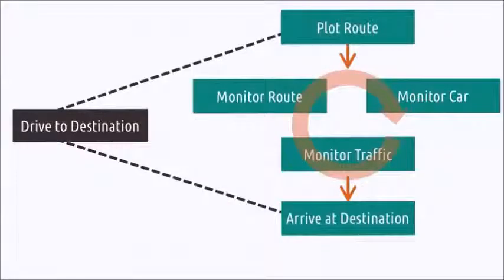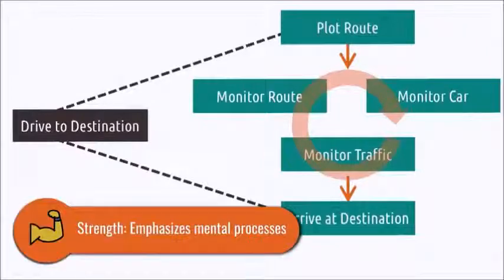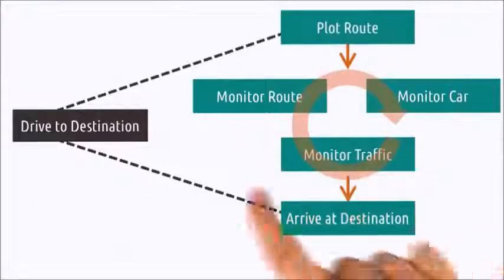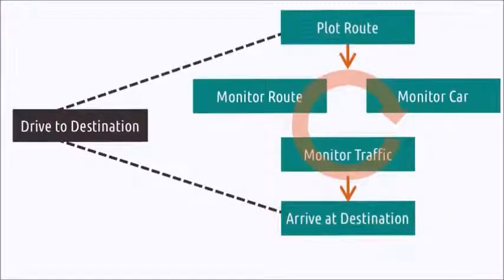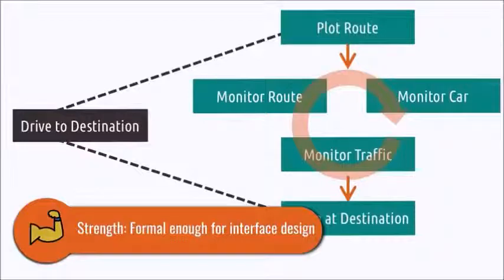Just like GOMS models, cognitive task analyses also have some strengths and some weaknesses. One strength is that they emphasize mental processes. Unlike the GOMS model, cognitive task analysis puts an emphasis on what goes on inside the user's head. It's thus much better equipped to understand how experts think and work. The information it generates is also formal enough to be used for interface design, for comparison among alternatives, and more.